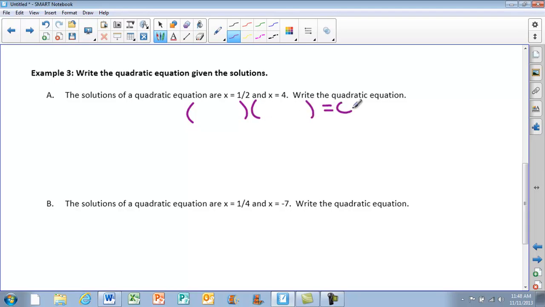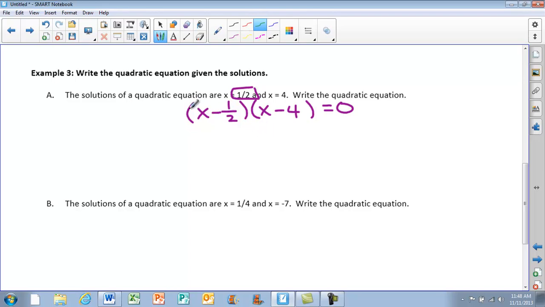Start by setting up your two parentheses and set it equal to 0. X is my variable, so I fill that in, and we still need the opposite sign. So since I have a positive 1/2, I want x minus 1/2, and a positive 4, so I'm going to have x minus 4. Now, you guys know that we never have fractions in our parentheses when we factor. So what we need to do is get rid of that fraction.